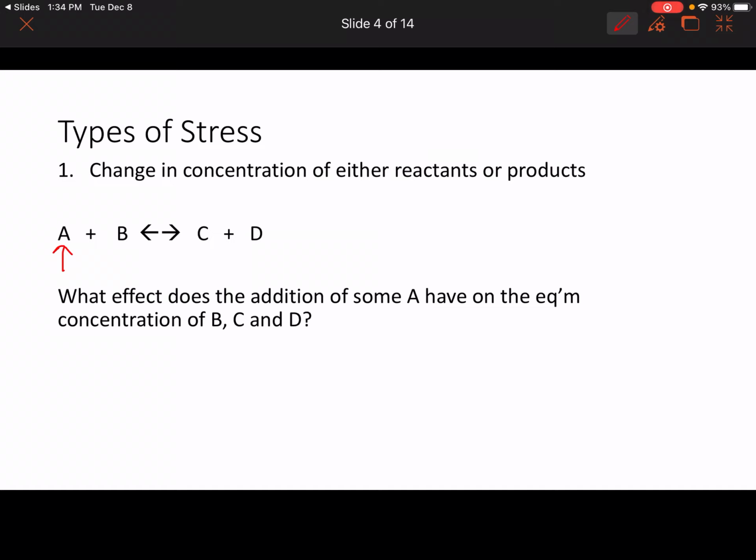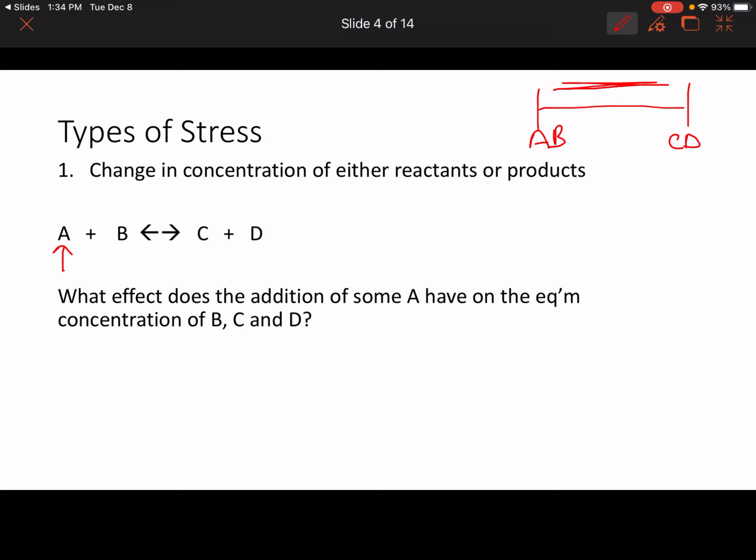Now remember, the system is at equilibrium, which means we've got a forward reaction and a reverse reaction happening at the same time. We don't know where equilibrium lies. If we think of it as a sliding scale, we've got A and B over here, C and D over here. We don't know exactly where equilibrium is. It could be anywhere between those two points. So my question then is, if we increase A, what happens?